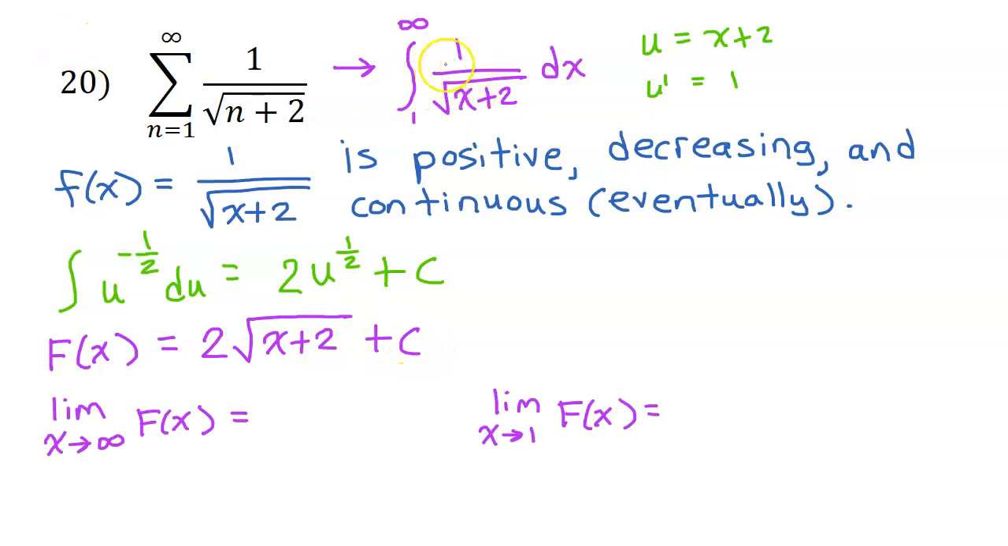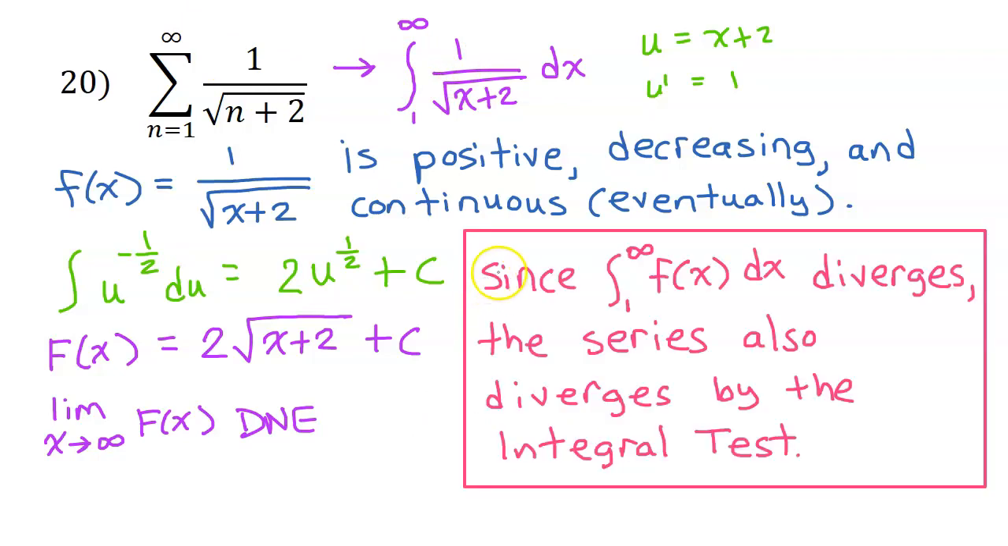To evaluate this improper integral, we first must find the limit of the antiderivative as x approaches infinity, and then the limit of the antiderivative as x approaches 1. However, as x approaches infinity, this expression just gets bigger and bigger and bigger, so the limit does not exist. If even one limit does not exist, it means the improper integral diverges, so there's no need to find the second limit. In summary, we say, since the improper integral diverges, the series also diverges by the integral test.